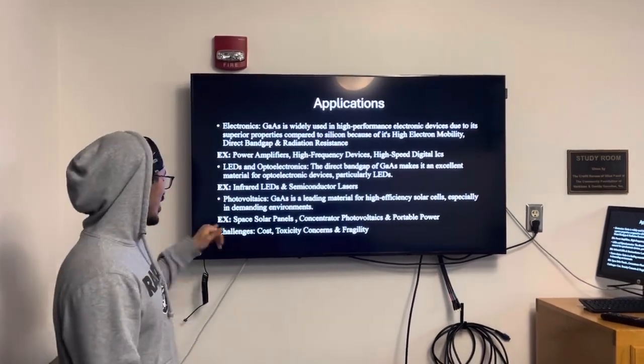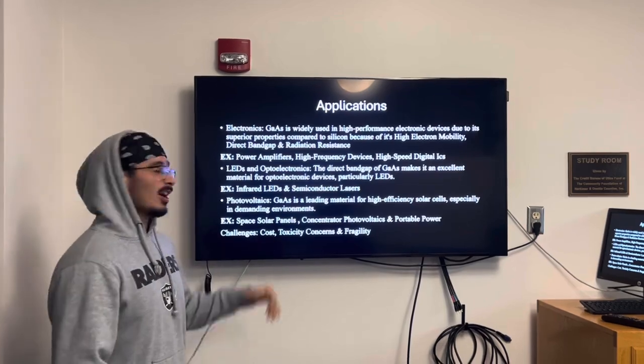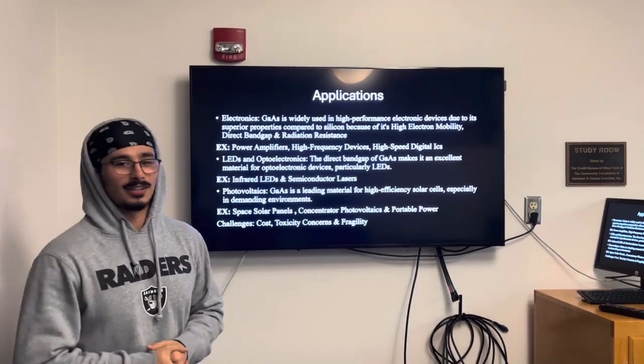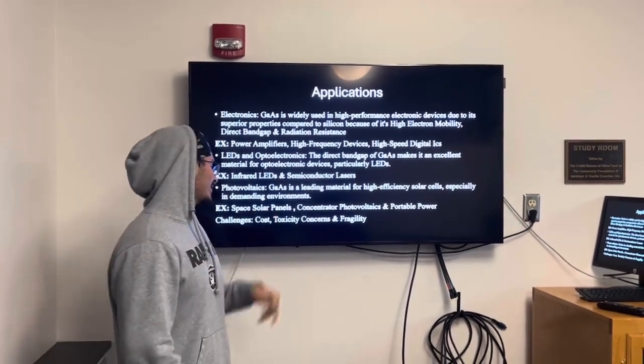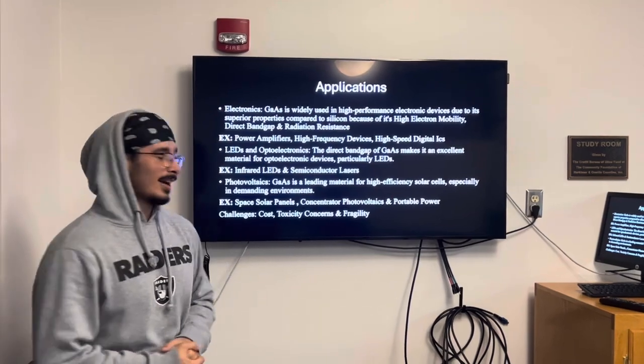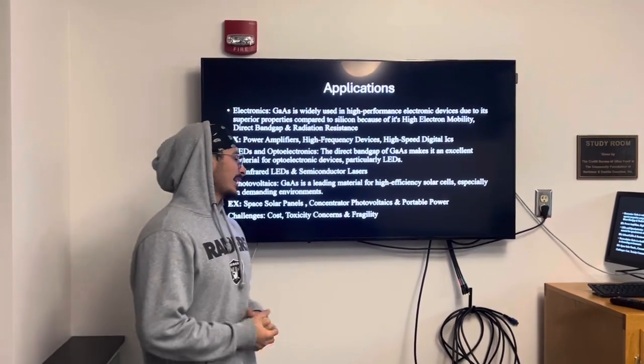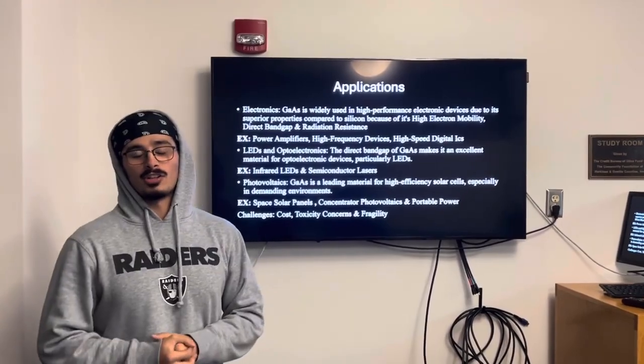And then finally, the challenges of this is its cost. It's not very cost effective. And then it's pretty toxic to the environment if you're not careful. And finally, it's pretty brittle compared to other materials you could use for the same thing.